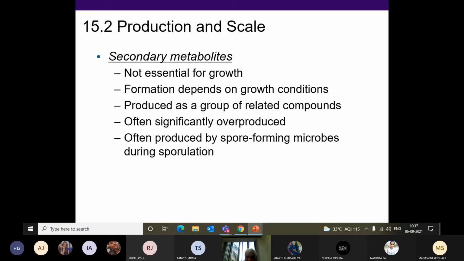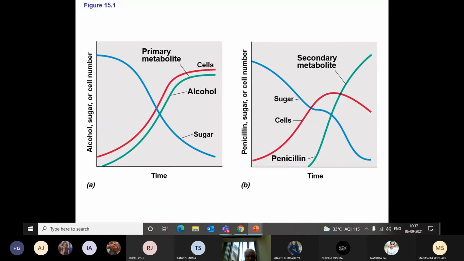And they are produced by a spore forming microbe during sporulation, because sporulation starts when the nutrients get depleted, correct? So, one thing which I want you all to understand is this diagram, because 100% there is going to be a question on it: explain the primary or secondary metabolite diagrammatically.